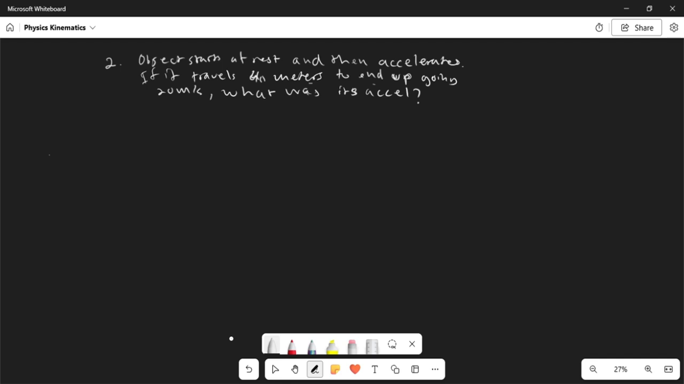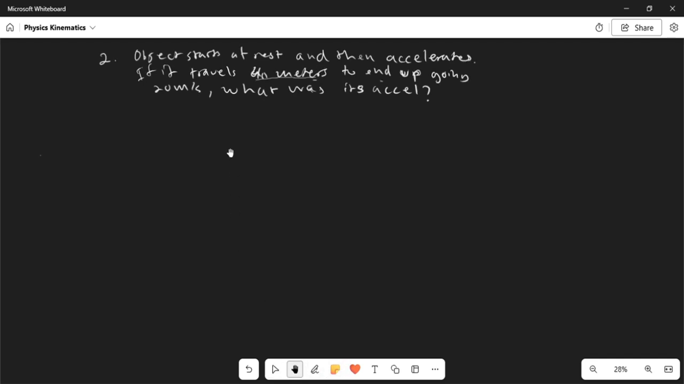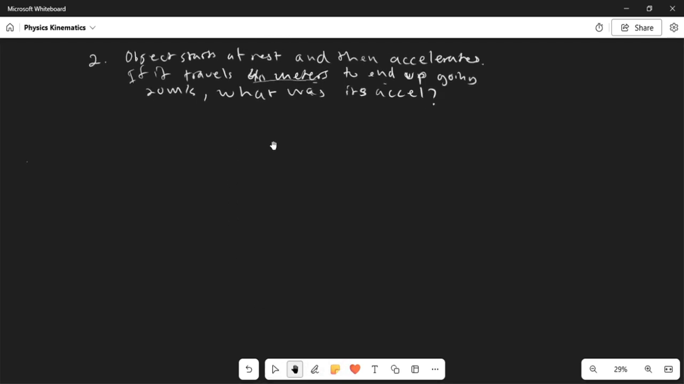Alright guys, so let's take a look at example number 2. In example number 2 we have an object that starts at rest and then accelerates. If the object travels 40 meters to end up going 20 meters per second, what was its acceleration? So the object traveled a distance of 40 meters. That's going to be the distance, or as we may call it, the displacement.